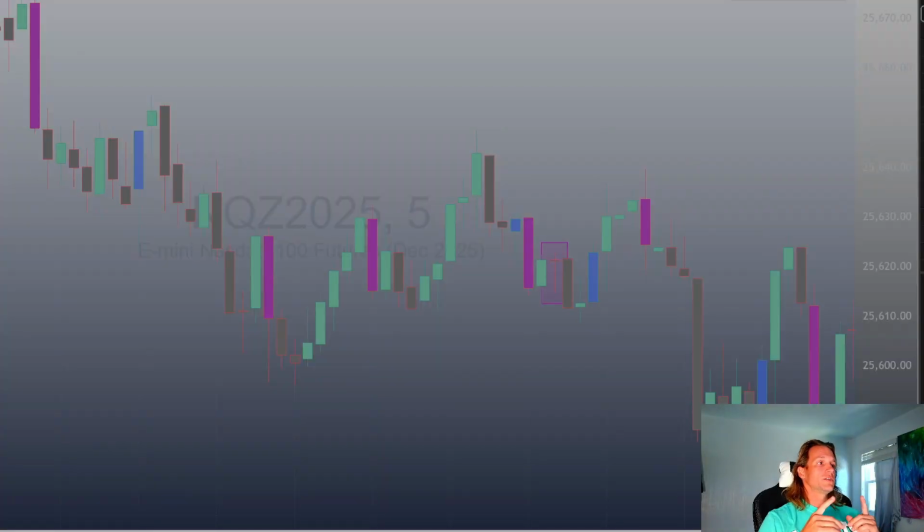And this will take us into one of my favorite bits of structure to trade, and that is the double top and the double bottom. And we're going to look at a couple right here.